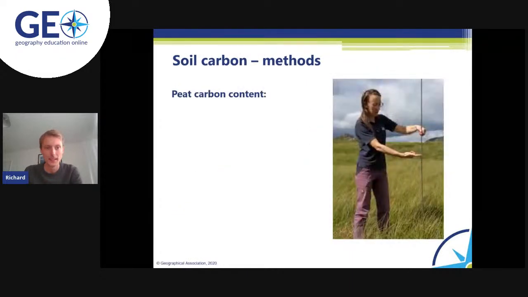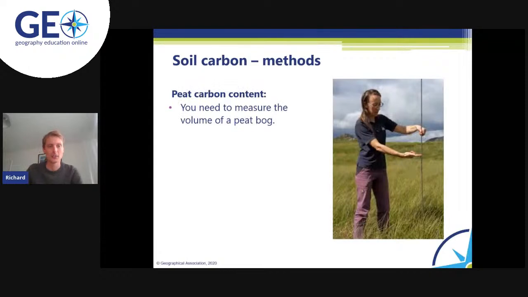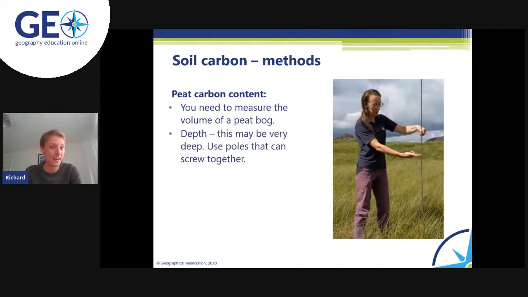To know how much carbon you've got in a bog, you need to know how big your bog is. Basically, you need to know the volume of it, its depth, and the area of land that it covers. Now, bogs can be very deep. That photo I showed on the previous slide of the bog in Cumbria, that bog is thought to be about 8 meters deep. More commonly, you might find them maybe 2 or 3 meters deep, depending on where you are, really.